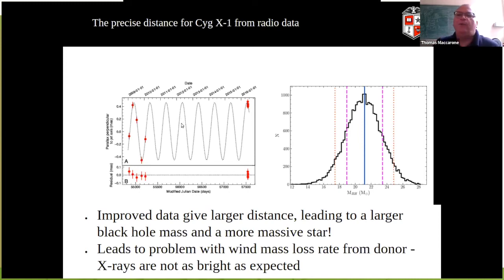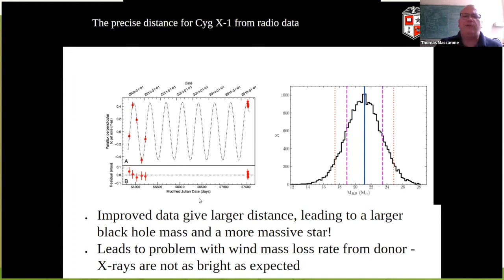All right, and now it turned out that the distance was a little bit further away than people had thought before. And because of that, that turned out to push the mass of the black hole up a little bit from what people had thought before too. And it also made the donor star more massive than people had thought. All right, so all of these things end up working together. The black hole mass now turns out to be probably a little bit over 20 solar masses, which is heavier than a lot of people thought was possible from normal binary stellar evolution.